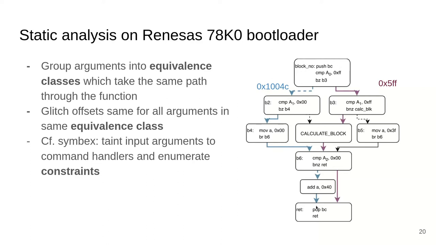This is akin to symbolic execution, where we taint the inputs to a function, starting from the interrupt handler to where the bootloader responds. We taint these input arguments, and then we build up the constraints. Based on these constraints, we generate our equivalence classes with all arguments which have the same constraints and thus the same execution path through the bootloader binary.